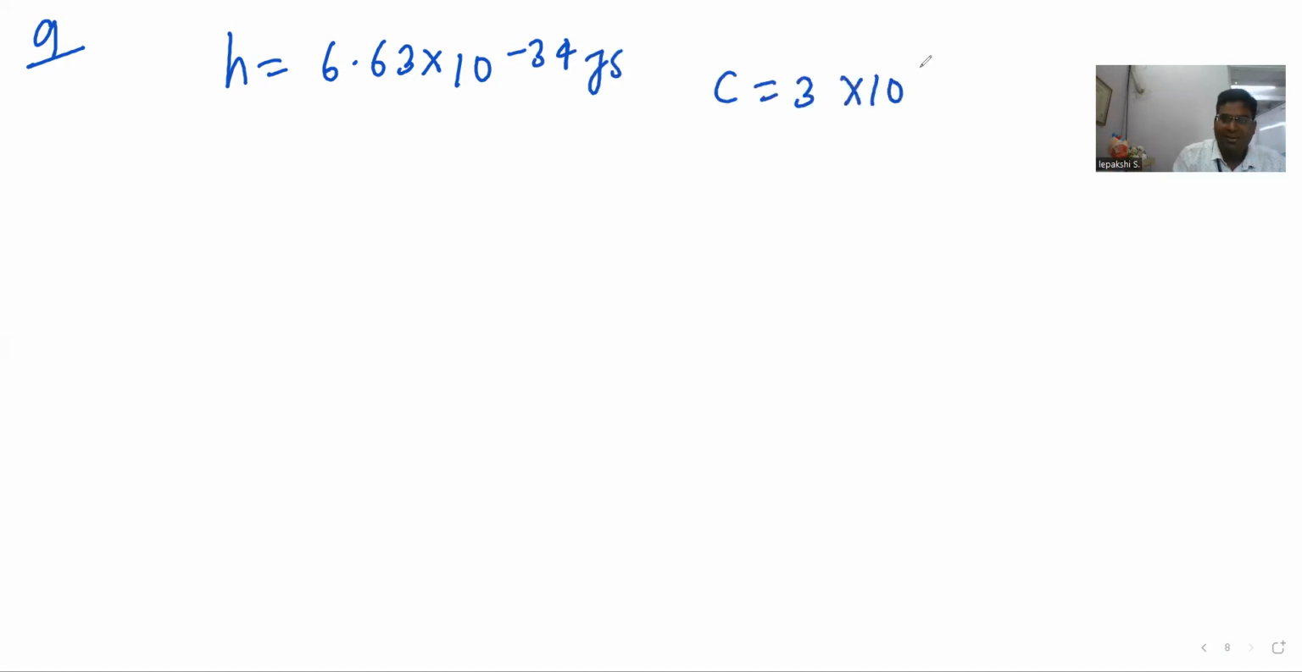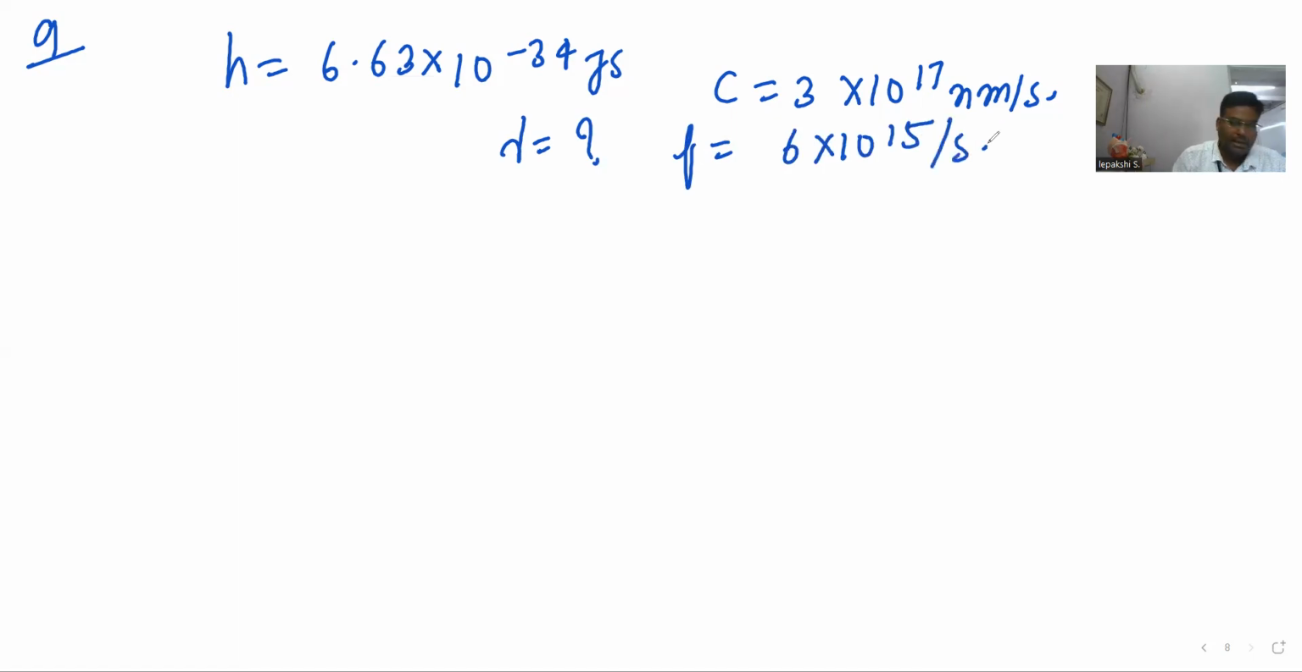Now look at the next sum, question number 9. The value of Planck constant is again given, that is 6.63 into 10 raised to minus 34 joule second. Speed of light c equal to 3 into 10 raised to 17 nanometer per second. Which value is the closest to the wavelength in nanometer? So you have to find the lambda basically, whose frequency is given. Frequency is 6 into 10 raised to 15 per second. It is asked in NEET 2013.